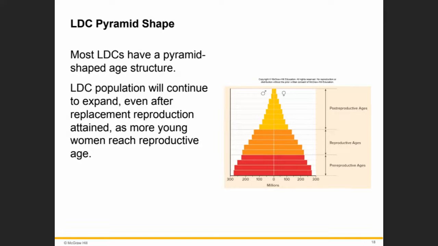So the population that is growing at a rapid rate will have an age structure diagram with actually the highest number of pre-reproductive and reproductive individuals compared to post-reproductive individuals.